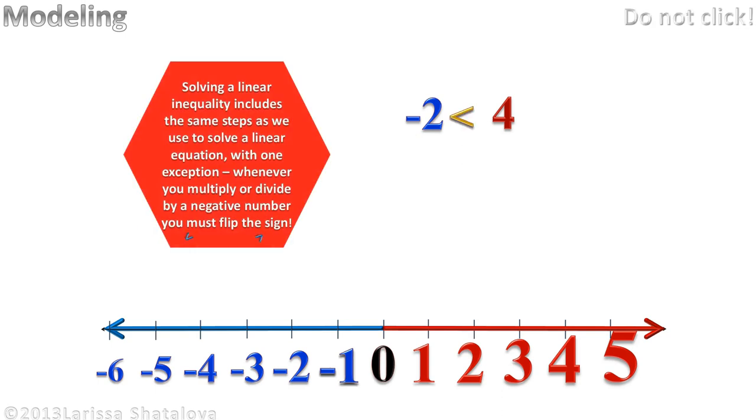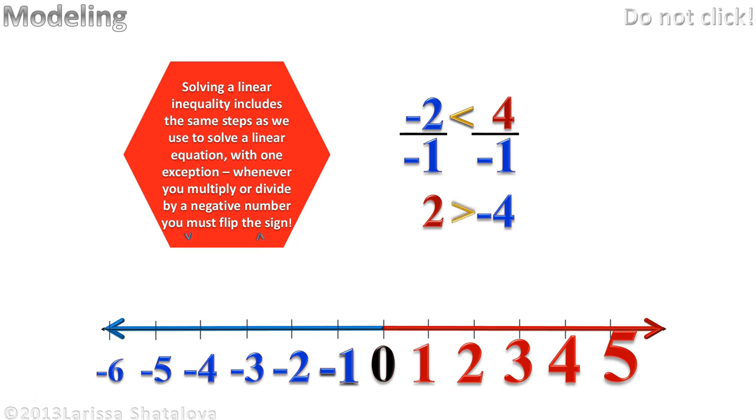Now, a more formal approach. If we have two numbers, negative 2 and positive 4, positive 4 is greater than negative 2. Now, if we decide to divide both sides of the inequality by a negative number, for instance by negative 1, negative 2 divided by negative 1 results in positive 2, and positive 4 divided by negative 1 will be negative 4. Now we have to compare two numbers, positive 2 and negative 4. Which one is greater? Positive 2 is greater.